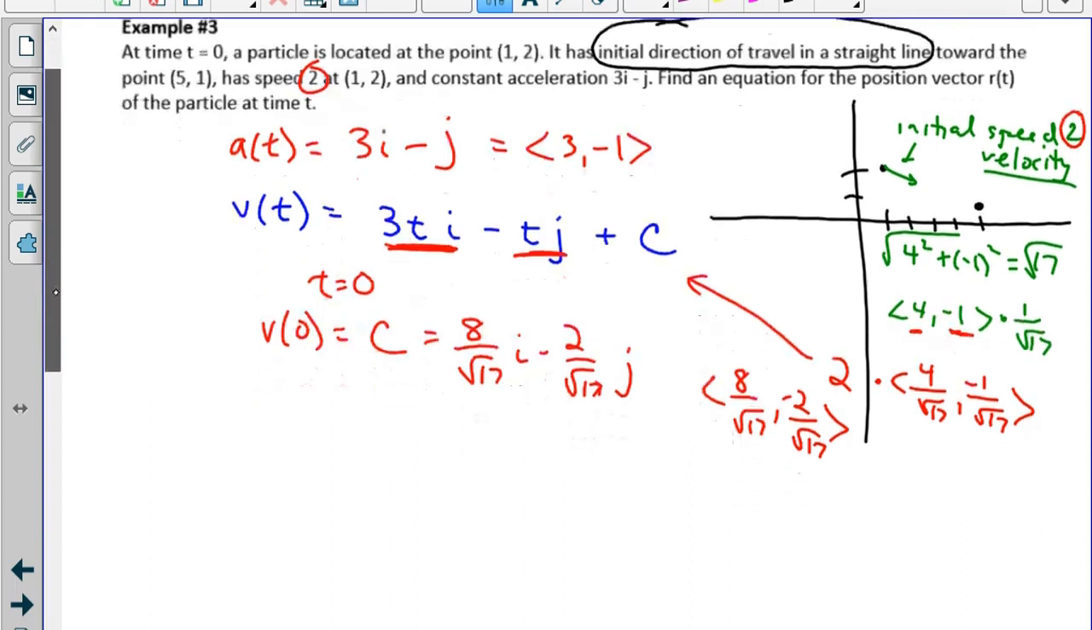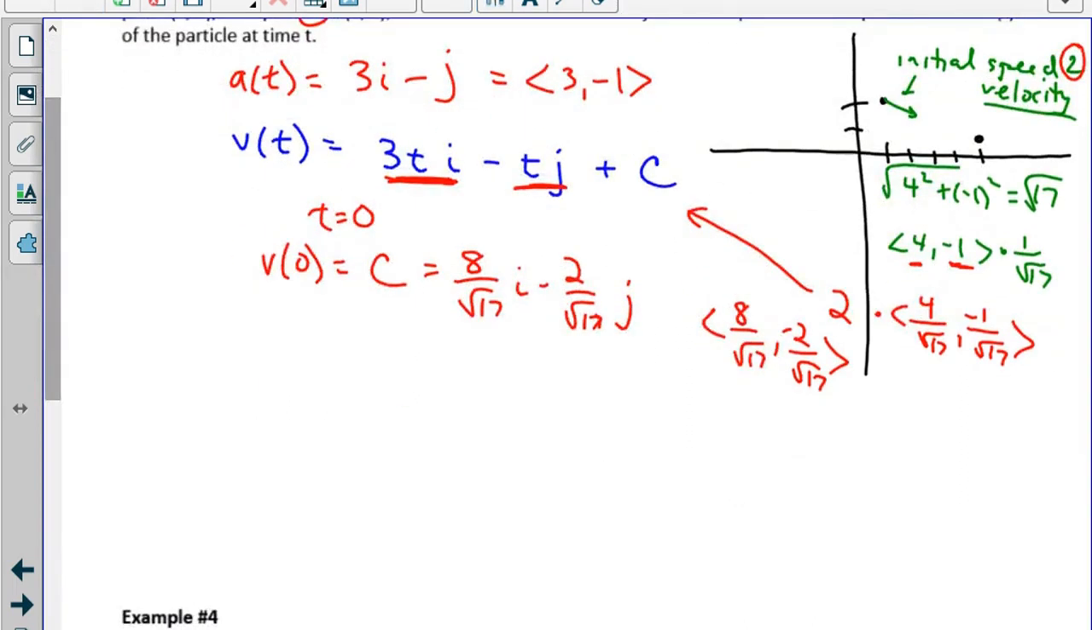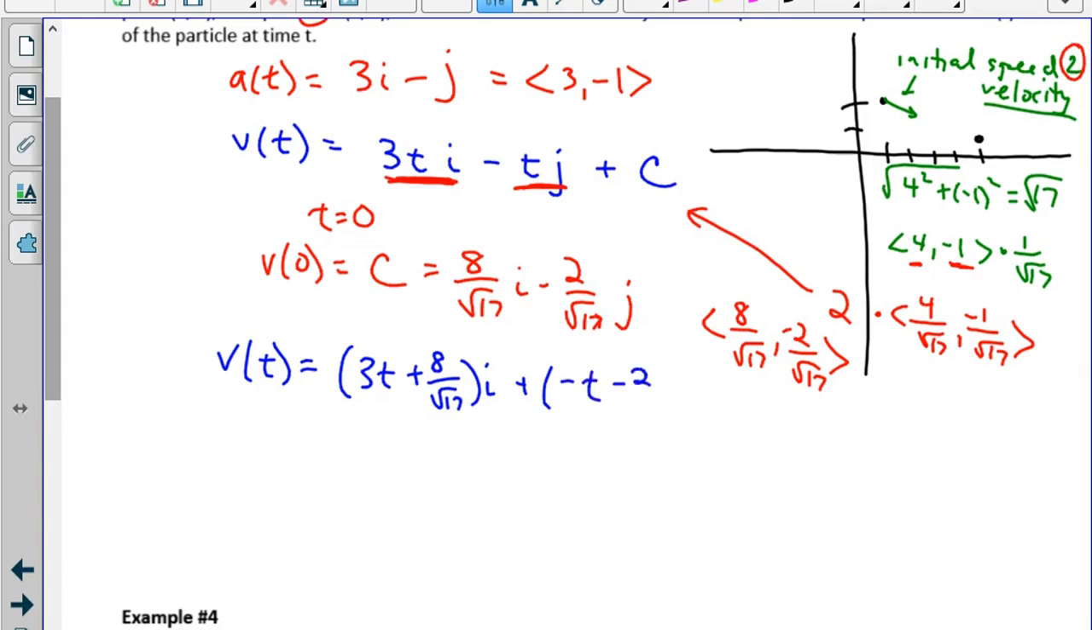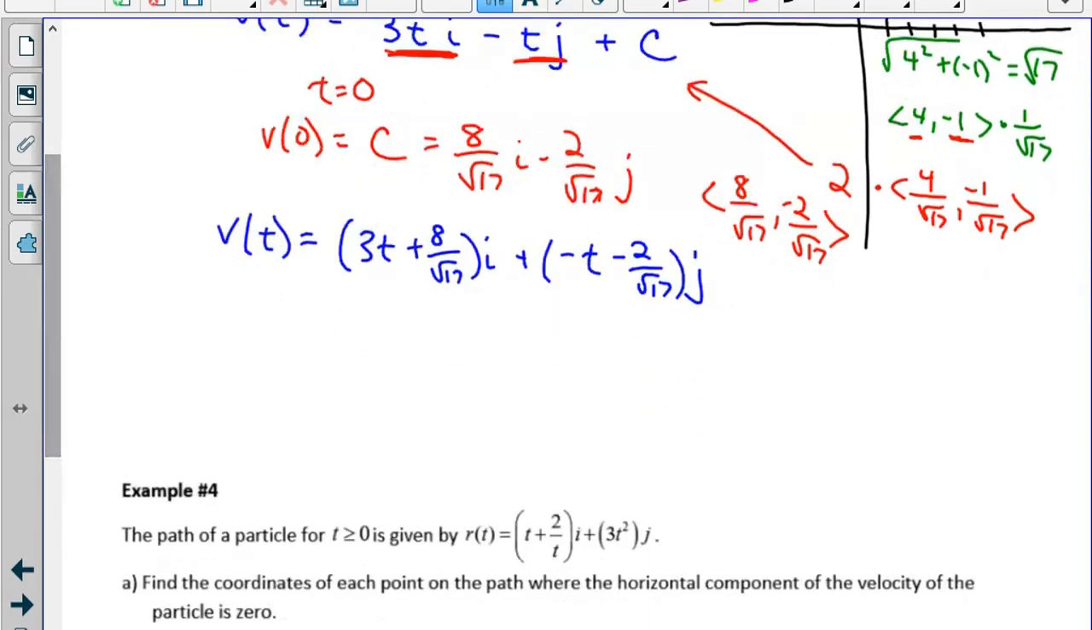Hopefully that makes sense. So that means that if I write v of t, now that I know what c is, I have (3t plus 8) over root 17 i plus (negative t minus 2) over root 17 j. So now I know that. Now I'm going to finish the problem by writing r of t. So I'm going to anti-differentiate this.